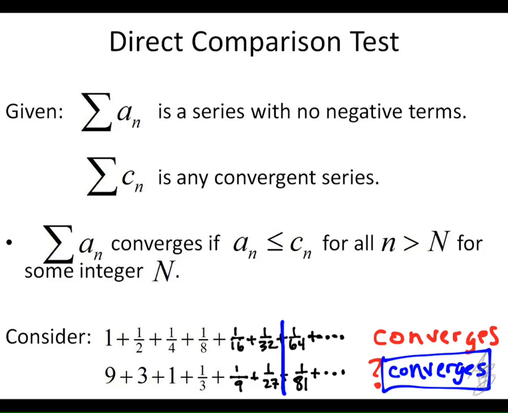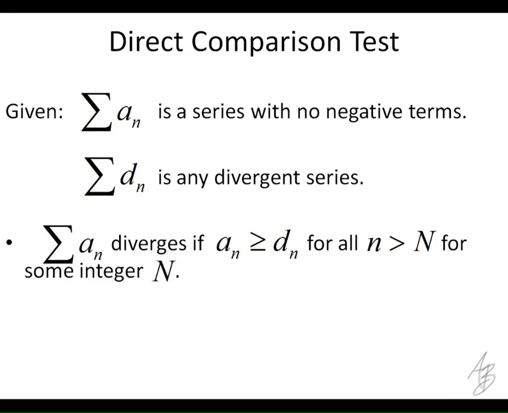This comparison test works the other way too, except if our second series is divergent. So if the second series diverges, then if every term in the unknown series is bigger than or equal to the divergent series, then the unknown series is going to do what? It's going to diverge. So if we have a divergent series and then another series where the terms are even bigger, we know that it's going to diverge also. So we can use the direct comparison test to show that a series that's smaller than a convergent series also converges, or a series that's bigger than a divergent series also diverges.